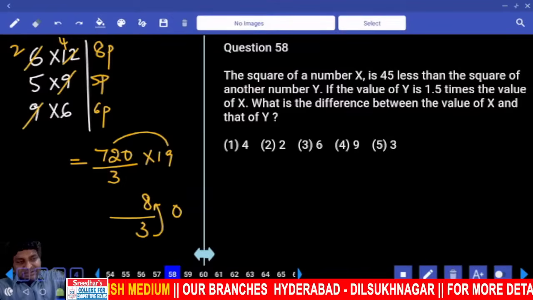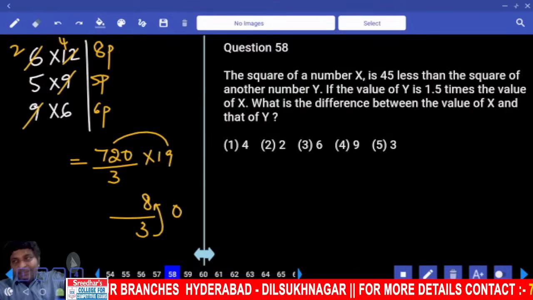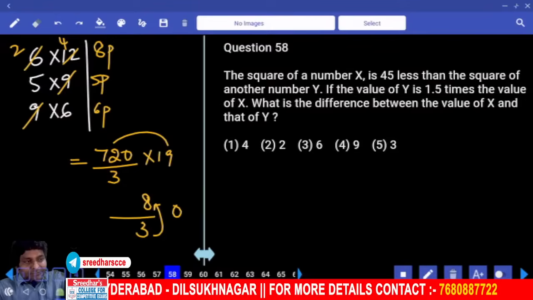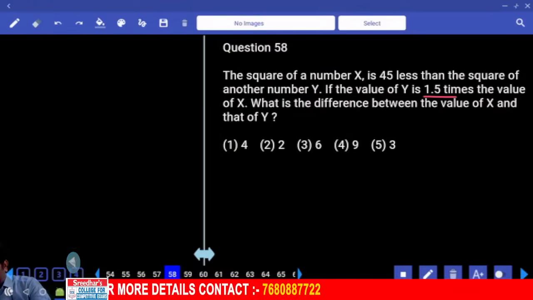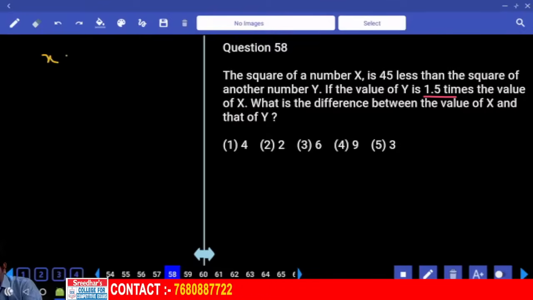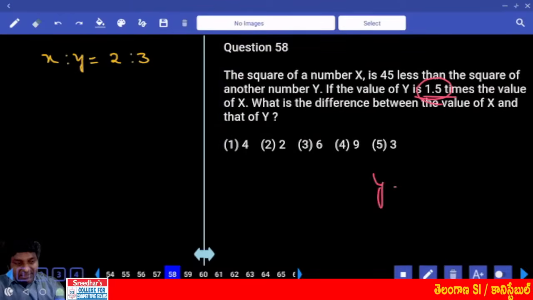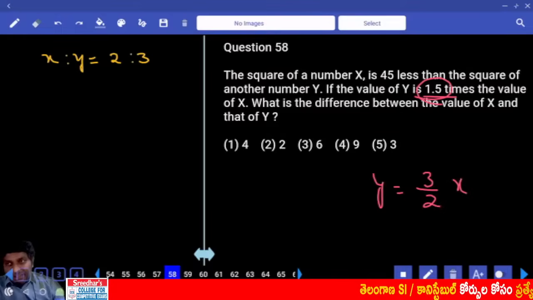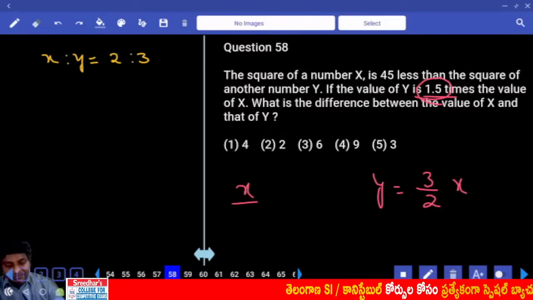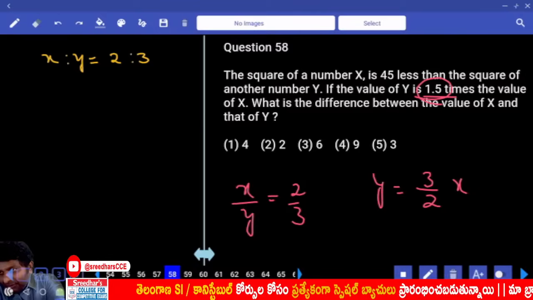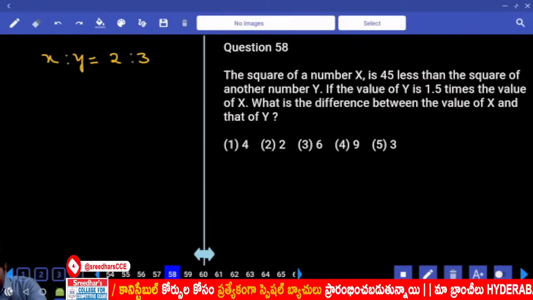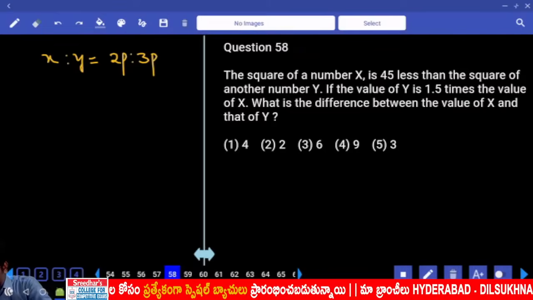The square of a number x is 45 less than the square of another number y. If the value of y is 1.5 times the value of x, 1.5 as a fraction, that means x and y are in the ratio 2:3. Y is 1.5 times, y is equal to 3 by 2 times of x. Y goes to the other side, 3 by 2 comes to the left-hand side, x by y is 2 by 3, which is 2:3. Have you understood? So I'll take x is equal to 2 parts, y is equal to 3 parts.